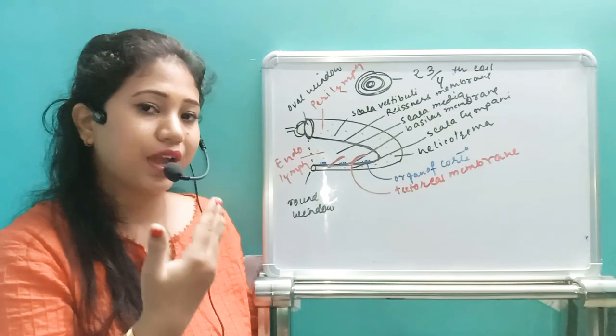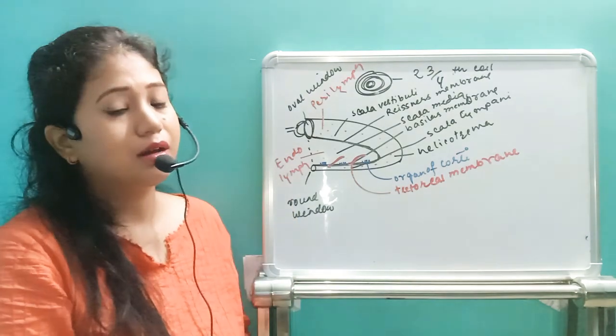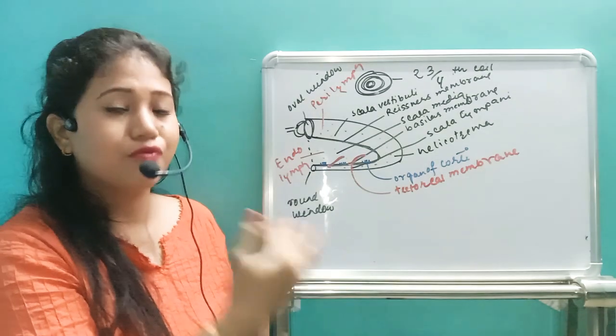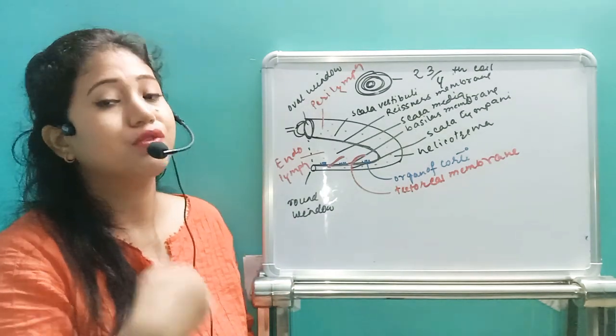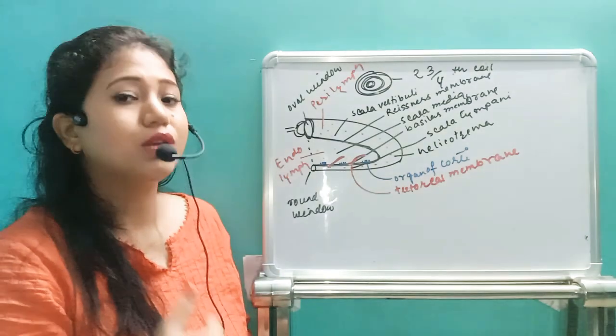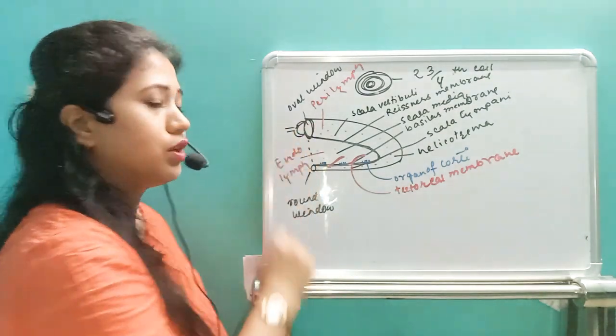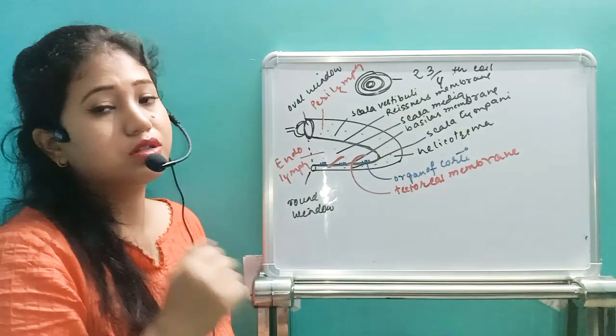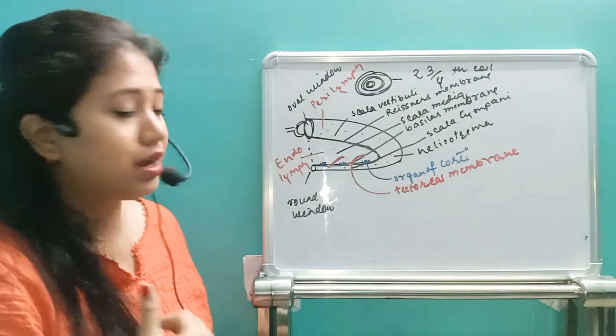Whenever the tympanic membrane vibrates, along with that, the bone malleus will vibrate. When the malleus vibrates, it will pass this vibration to the incus, and the incus will pass this vibration to the stapes. Whenever the stapes vibrates, it will pass this vibration to the oval window. When the oval window vibrates, the wave will be transmitted to the liquid, that is the perilymph.